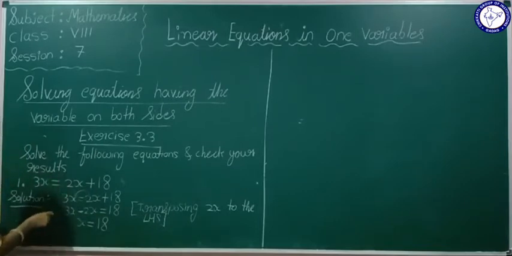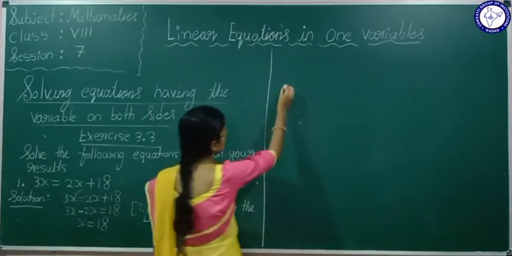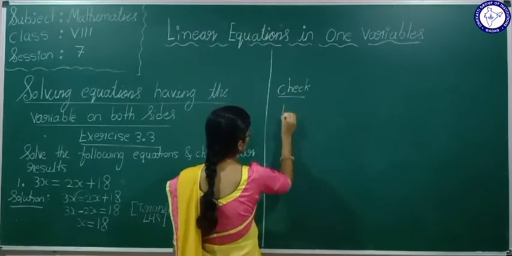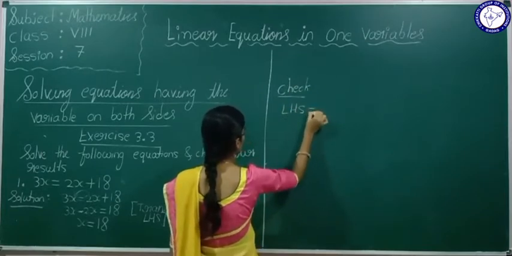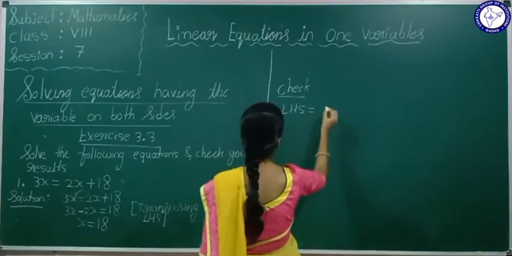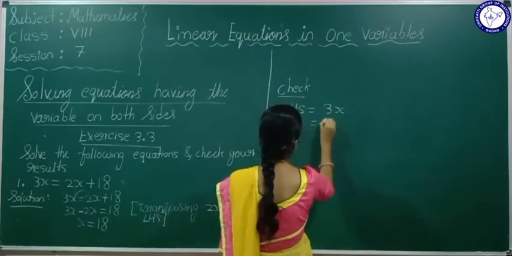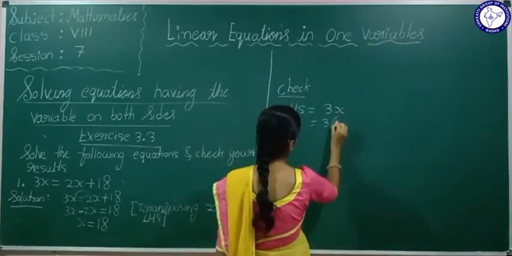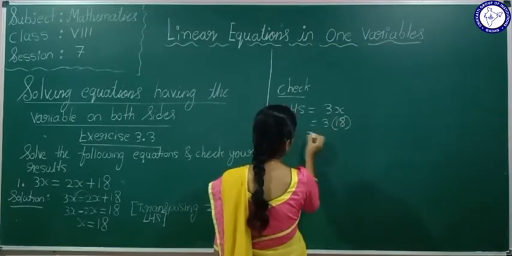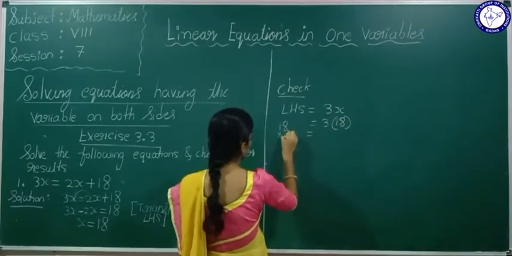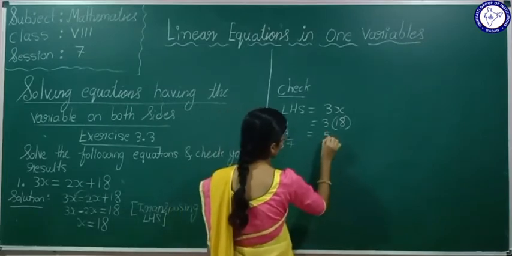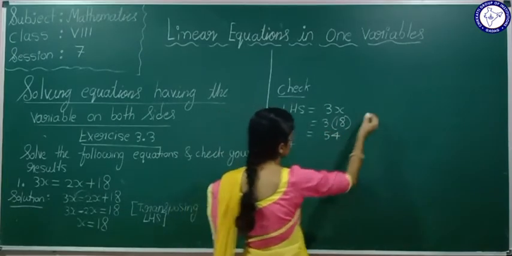Now what are they told? Check your results. You have to check that. See, LHS is 3x. In place of x, what is there? 18. So what is 18 3s? It will be 54. LHS we got 54.